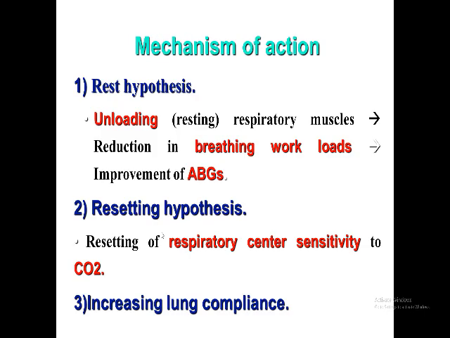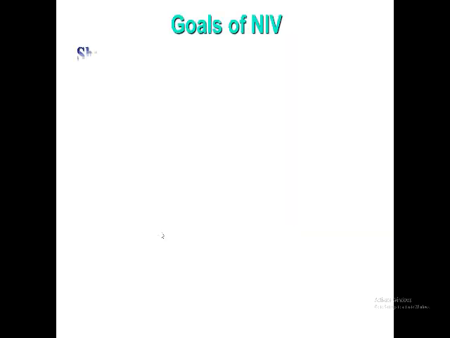How does non-invasive ventilation act? There are two hypotheses: the rest hypothesis and the resetting hypothesis, plus increased lung compliance. Rest hypothesis means resting the respiratory muscles, leading to a reduction in breathing workload and improvement in arterial blood gas. Resting the respiratory muscles lets the lung take the upper hand in function and lead the rest of the respiratory muscles. Resetting hypothesis: resetting of the respiratory center sensitivity to CO2, which leads to improvement in respiratory function. And lastly, increasing lung compliance.